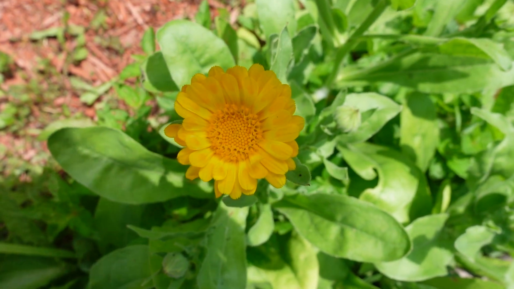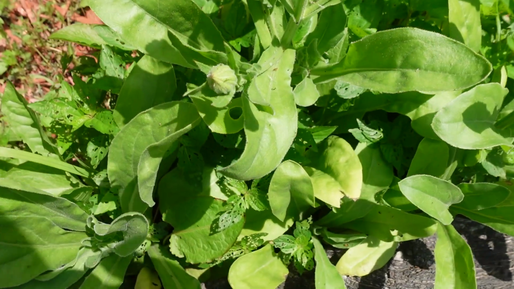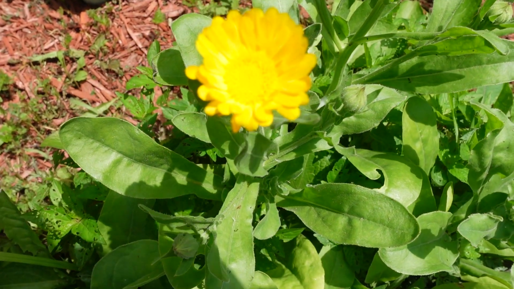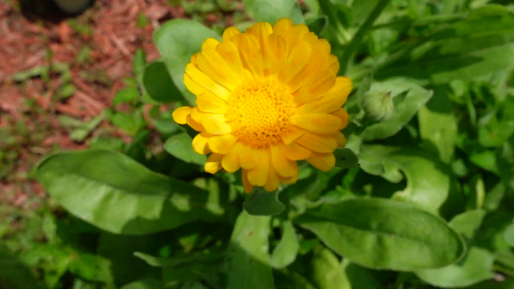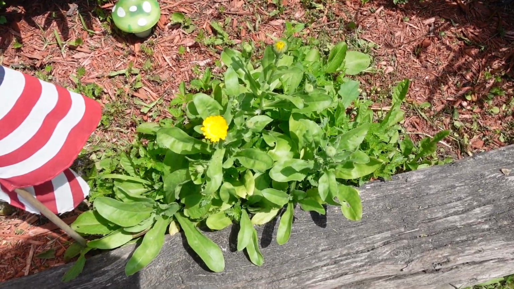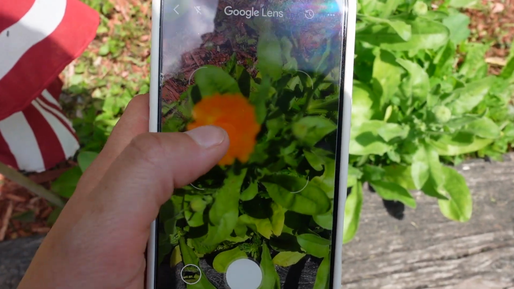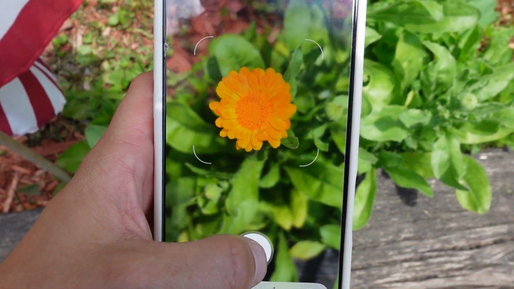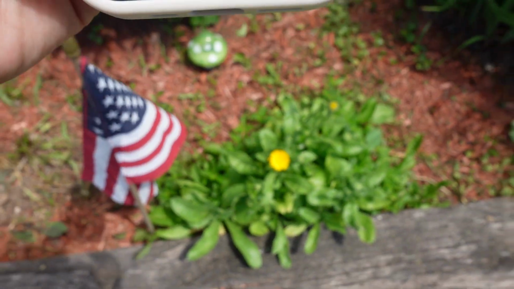Now this is an orange flower. It has green leaves and orange petals and an orange center. I think this flower is called a marigold. Let's take a picture. I'm taking a picture, and oh, I didn't know this. They have two different names, marigolds and calendulas. So I was right. It's a marigold, but some people also call it a calendula.